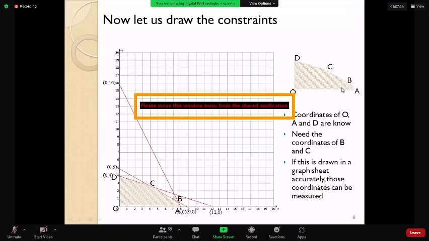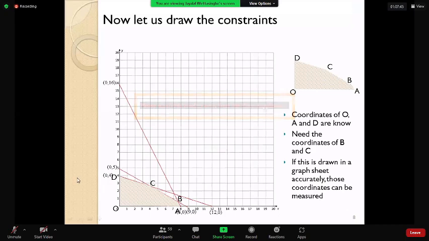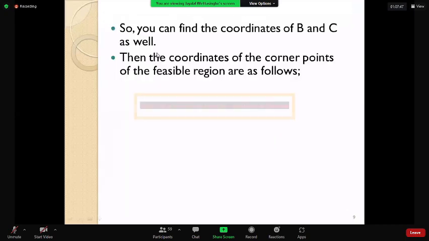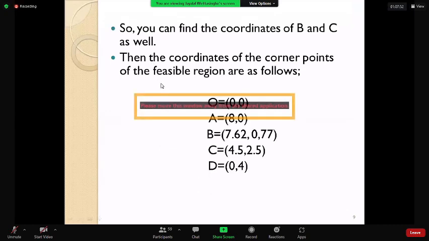Now we know O, A, and D, then we can find points B and C also. After doing that, we will have all 5 points. So you can find the coordinates of B and C, and then the coordinates of the corner points of the feasible region. I have done it for this example. O is 0, 0, A is 8, 0, and B, C, and D also have coordinates. These are the coordinates of the corner points.